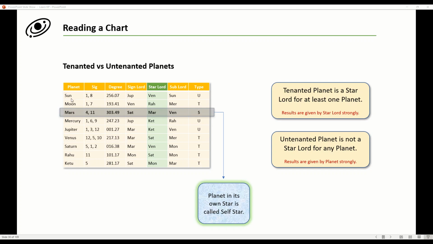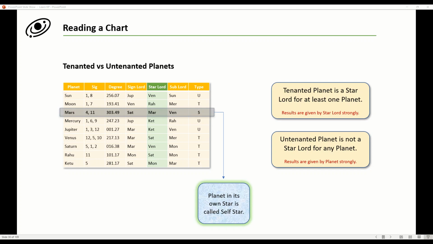Similarly, let's consider the planet Sun. So we pick up the planet as Sun. Let's see in the star lord column if Sun appears anywhere. You can see that Sun is not to be found as a star lord for any other planet. That's why it becomes untenanted. So what is a self star? Now you can see here that Mars as a planet has star lord as Mars itself. So if a planet becomes the star lord for itself, it is considered a self star, which is equivalent to being an untenanted planet.